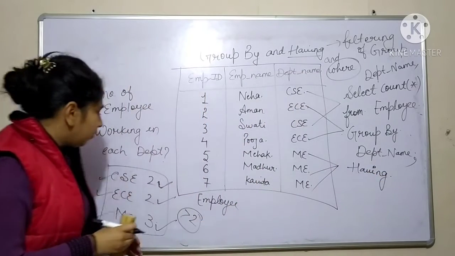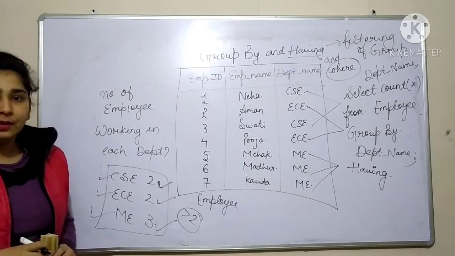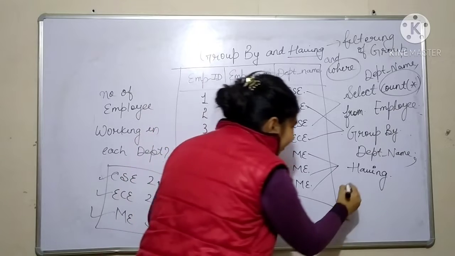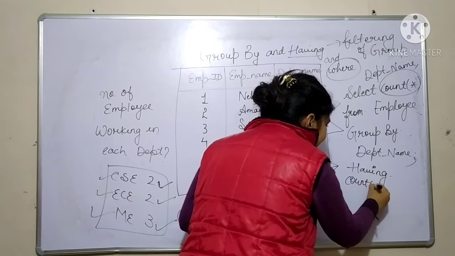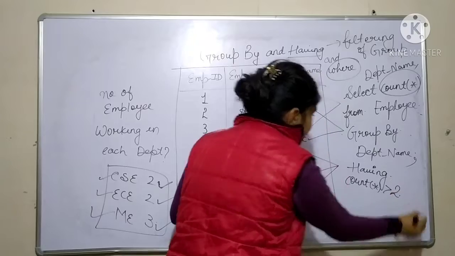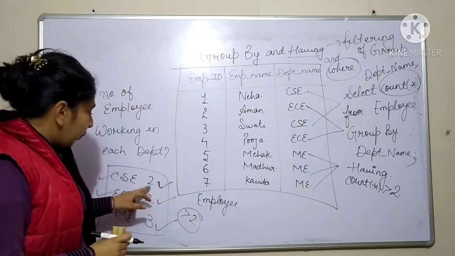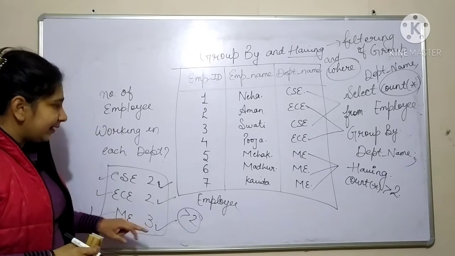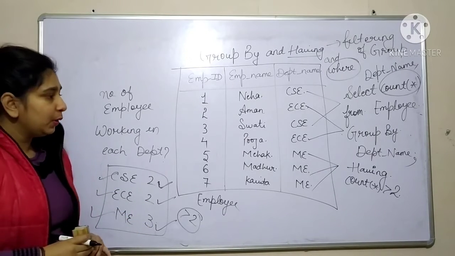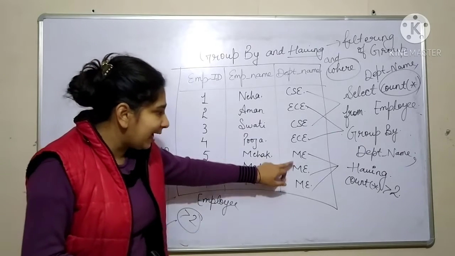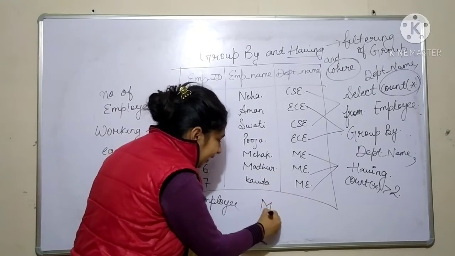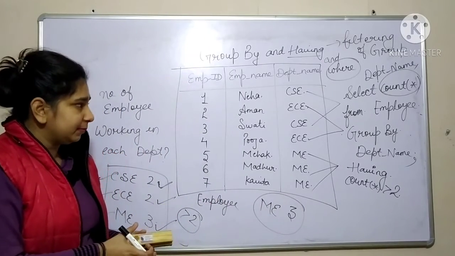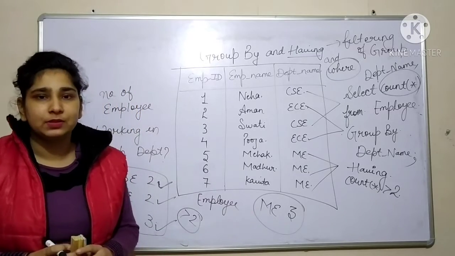So till now we have got this output. Okay, so the operation which we used here is having count star greater than 2. So we are looking for this value: having count star is greater than 2. So what is going to be my output here? ME and 3. We are going to make a filtering of the groups.